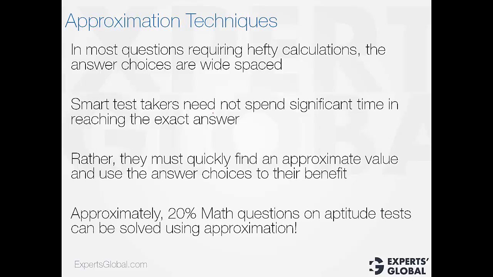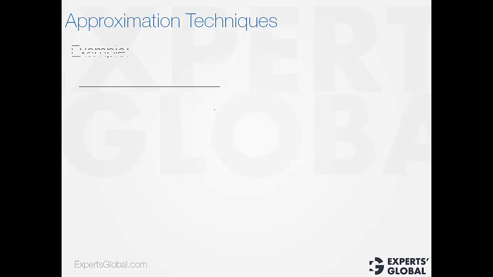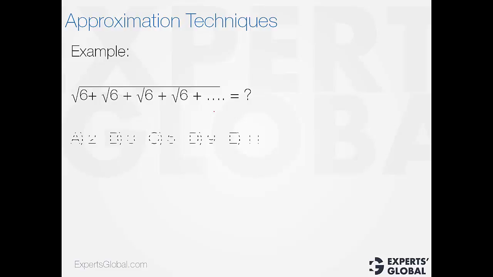Approximately 20% of the questions in the math section of these aptitude examinations can be solved using approximation. So let's take an example here. This is a high difficulty level question, I would say. You have to find the value of this, and these are the answer choices. Something that works very well in these questions is that you just consider the first few numbers. The later ones would just have insignificant values.